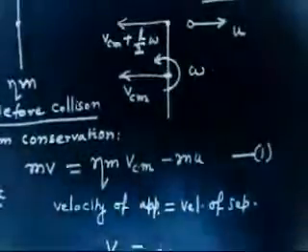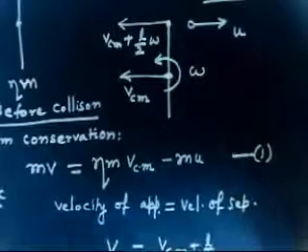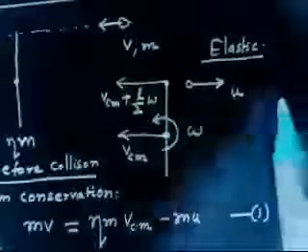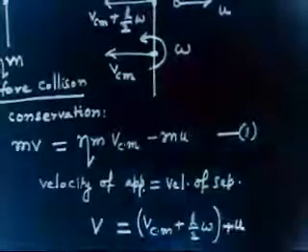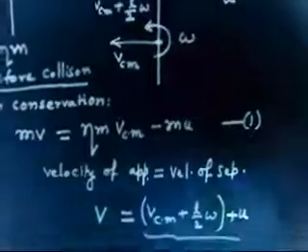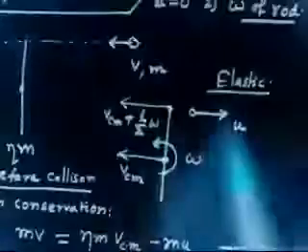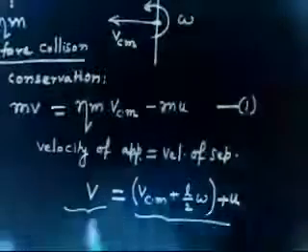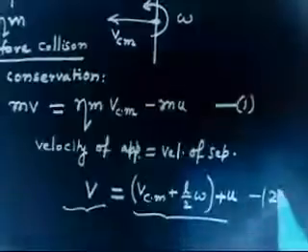So I can write v_cm plus L by 2 into omega. This is the velocity on this side and this is the velocity on this side. So we have to add these two velocities, plus u. That's the velocity of separation. You see, this is the velocity of separation, and this is the velocity of approach. Because this is going this side and this is going this side, we basically have to add these two velocities. So let us say this is equation 2.